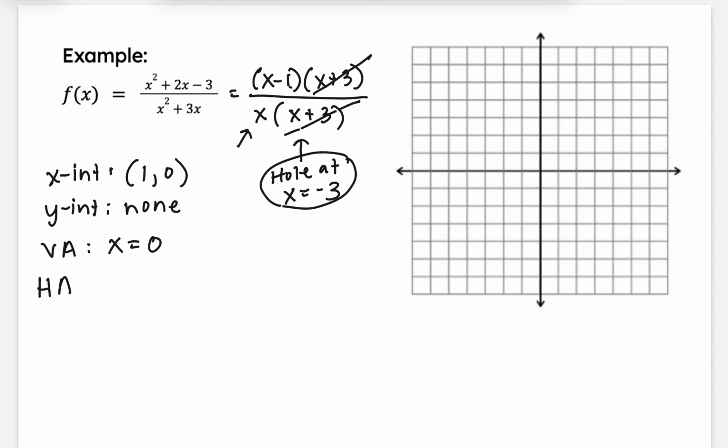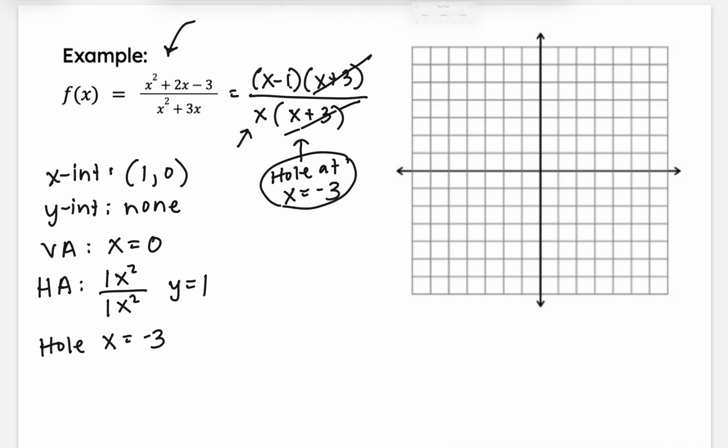Okay, my horizontal asymptote. I'm going to go back to the original here, and we're looking at the biggest power of x. We actually could look at the simplified answer too. But my biggest power of x is x squared. I have 1x squared on the top, and I have 1x squared on the bottom. So that's what I mean by compare. I have 1 divided by 1, which means y equals 1 is my horizontal asymptote. And we said that we have a hole at x equals negative 3.